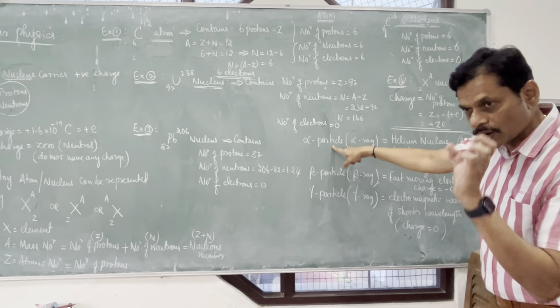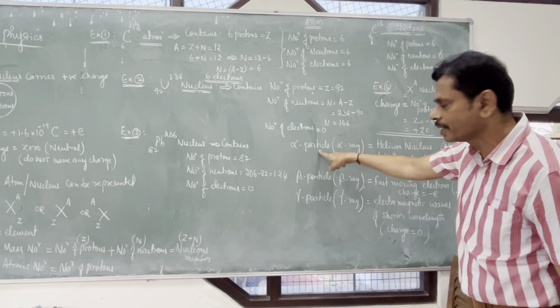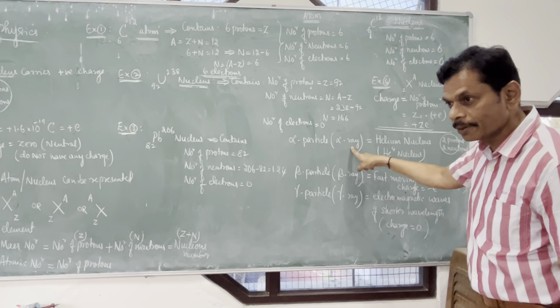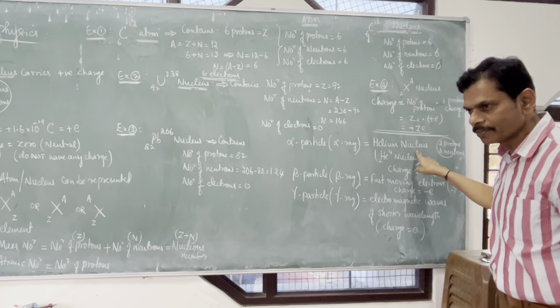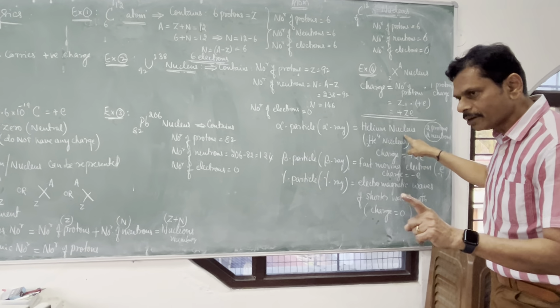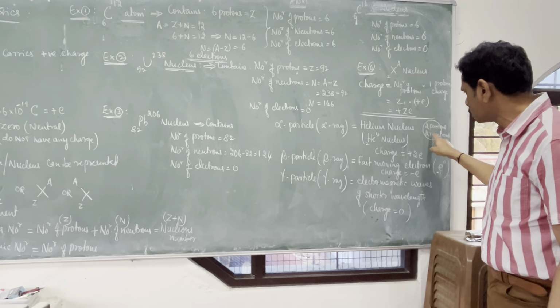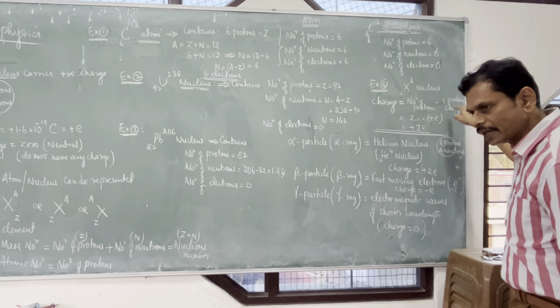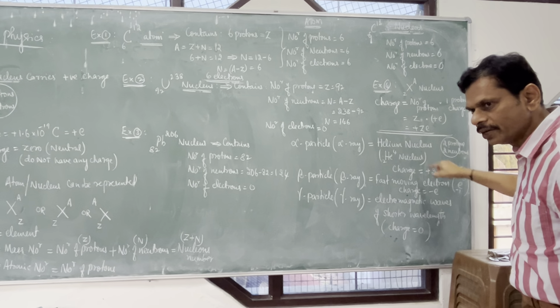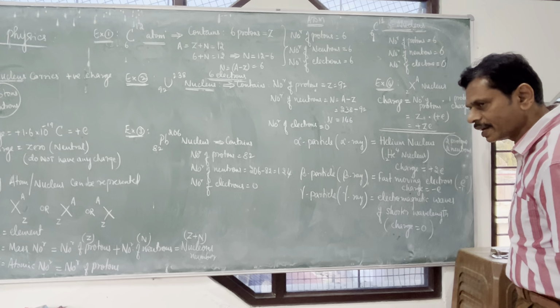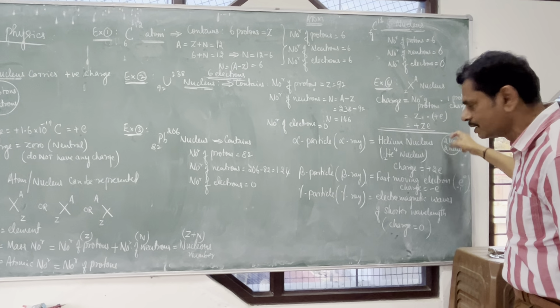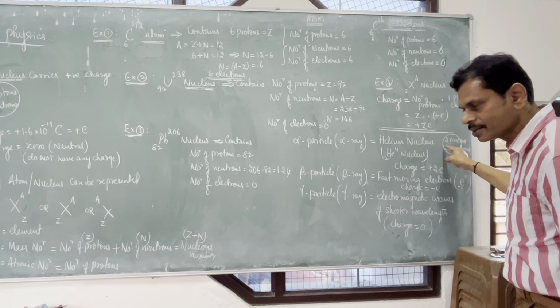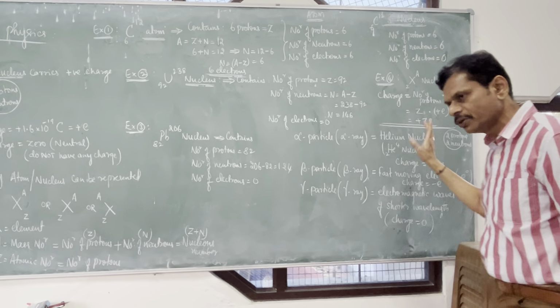Alpha particle, now onwards. If I am saying what is an alpha particle, or alpha ray, it is a helium nucleus. Helium atom, it is containing 2 protons, 2 neutrons inside the nucleus, and 2 electrons are also revolving around the nucleus. If I am removing the 2 electrons revolving around the nucleus, you are going to get only the nucleus, and hence it is a helium-4-2 nucleus.